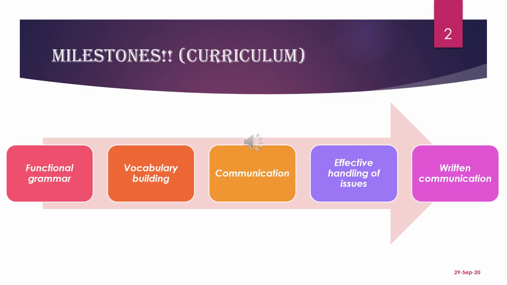Before starting with the actual subject, let me tell you what all we will be studying in the subject during the semester. The first unit that you have in the curriculum is functional grammar. The second one would be vocabulary building. Third would be communication. Fourth will be effective handling of issues. And fifth will be written communication. What all components are there inside these big headers, we will be discovering once we proceed ahead with the slides. From the next slide onward, I will be telling you what all components are there under these big umbrellas. Let's go ahead.